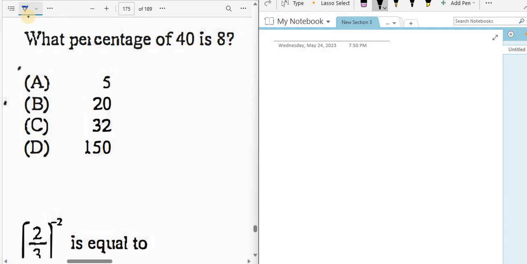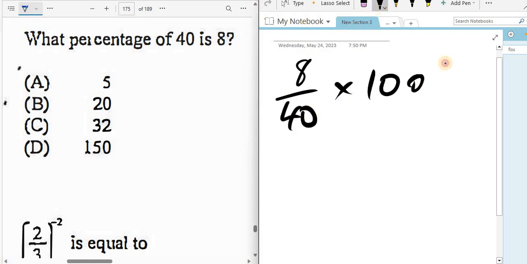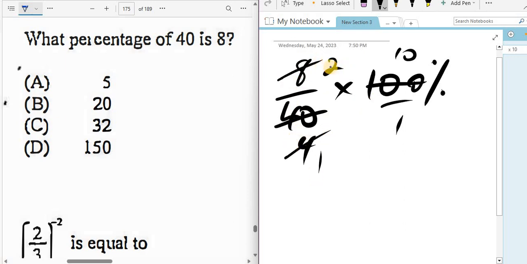Okay, question 1. What percentage of 40 is 8? We simply put 8 over 40 times 100%. Then we divide by 10, which gives us 4 over 10... divide by 10, we can say 4 into 4 goes once, into 8 goes twice. 2 times 10 is 20%.